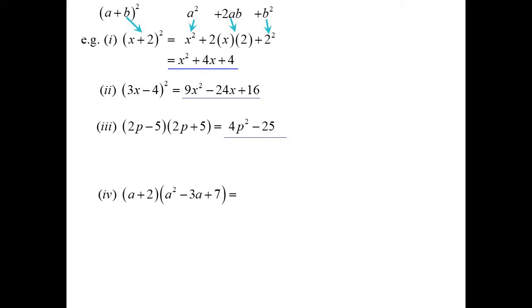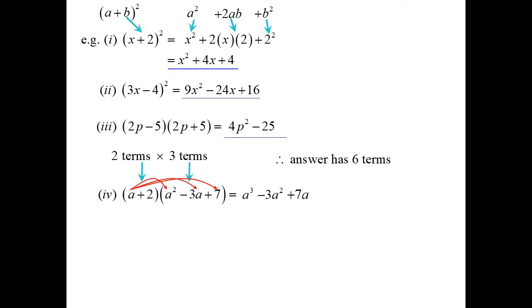Binomial times a trinomial. This is where drawing the lines can be real useful to make sure you get every possibility. I've got to multiply a by everything, so let's do it. 2 terms times 3 terms. Answer has 6 terms. So a will be times that, and then that times that. Okay, excellent. And we'll multiply that. Brilliant. We know we're expecting 6 terms, and it's a way of checking to make sure we got every combination.